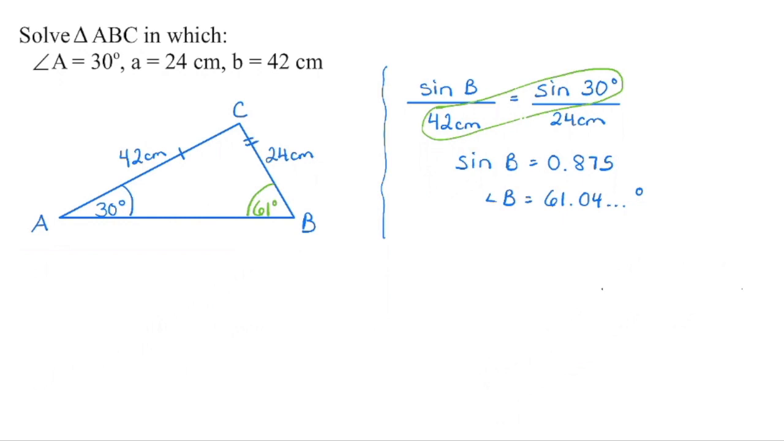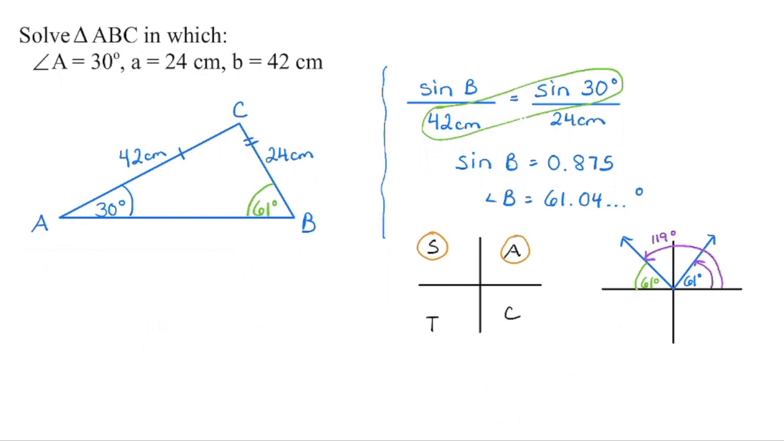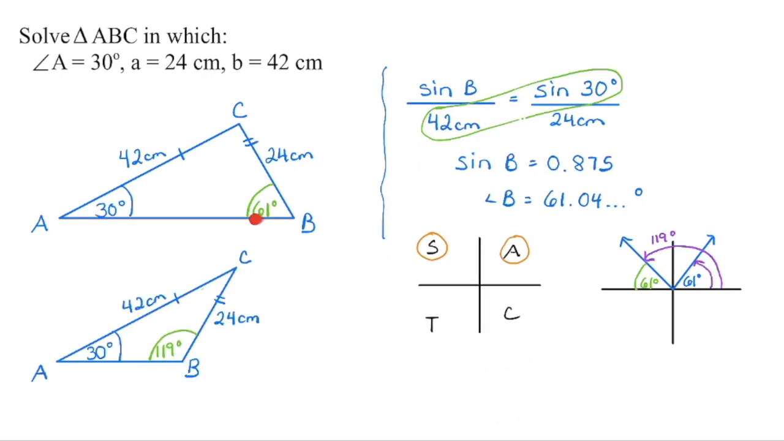But remember, if we go back to CAST, I know that my sine ratio is going to be positive in either quadrant 1 or quadrant 2. So we could have a 61 degree angle, which we have here in this triangle, or if we have an obtuse triangle, we could also have a measure of 119 degrees. Angle B can be 61 degrees, or angle B could be an obtuse angle of 119 degrees, and in each of those cases, I can solve for that third angle C.